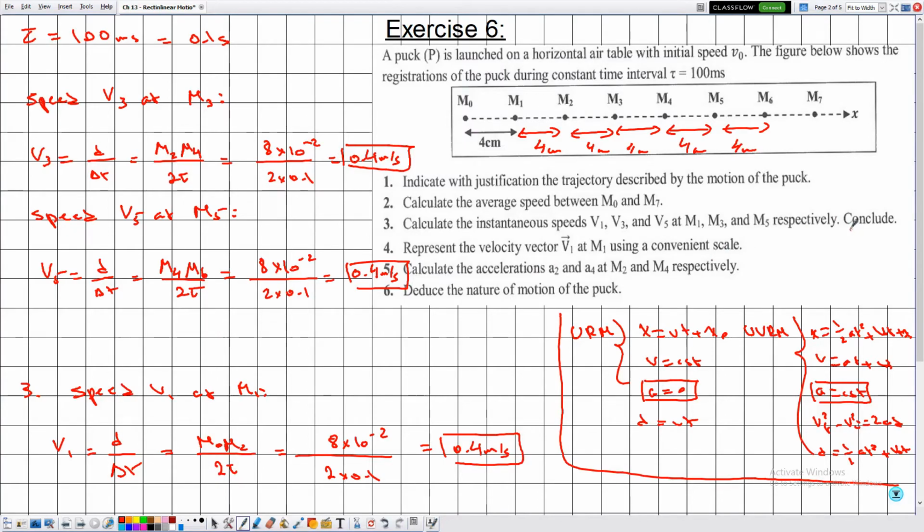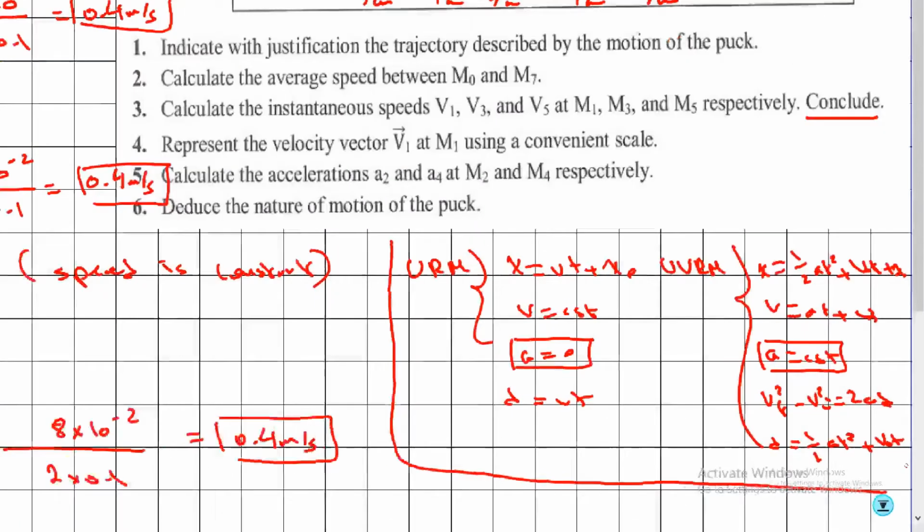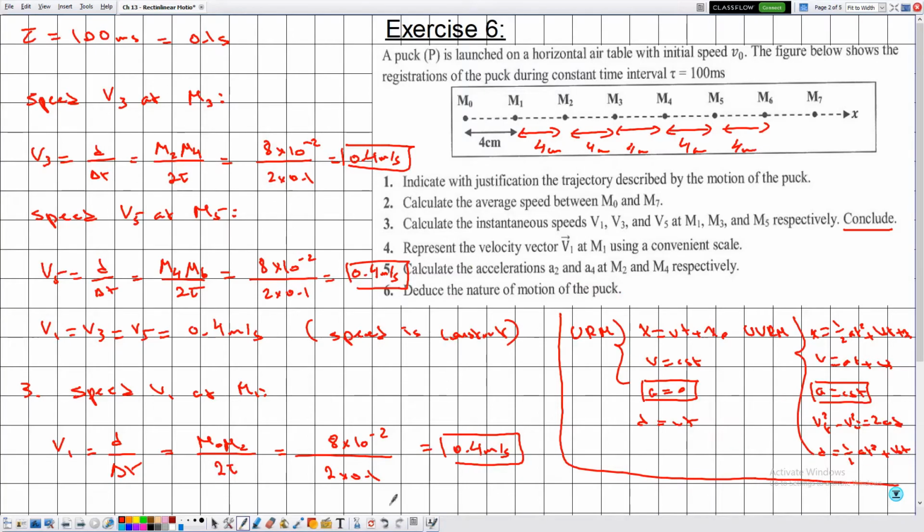So what is the conclusion in this case? V1 is equal to V3 is equal to V5 is equal to 0.4 meters per second. So the speed is constant, which means the type of motion is URM. Now unfortunately we have written down these equations and we haven't used them. Now probably we'll use them in part 6.